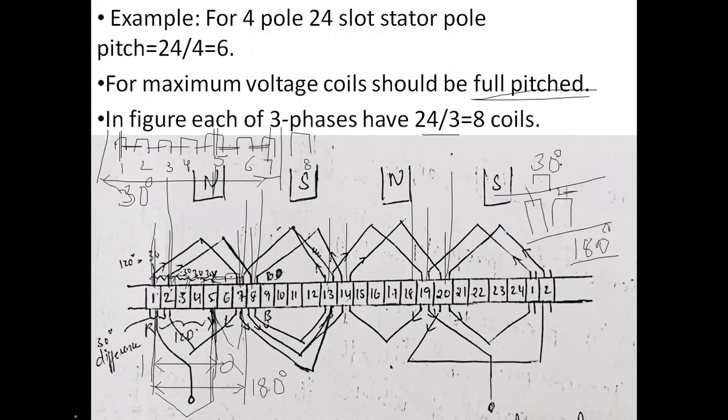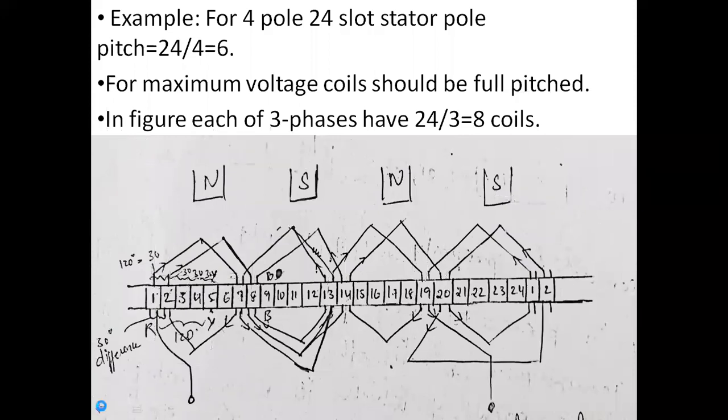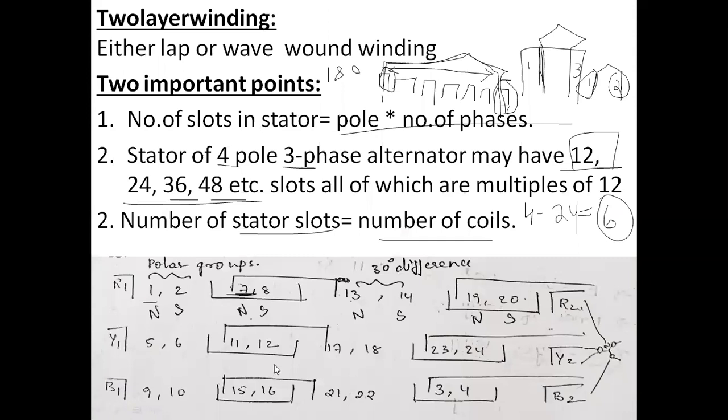Okay, so see here. See here, what are polar groups? Okay, so the coil will be starting at 1 and ending at 7, and the next will be starting at 2 and ending at 8. So these pairs are called polar groups. Right? These are called polar groups. Each adjacent slot has 30 degrees difference.